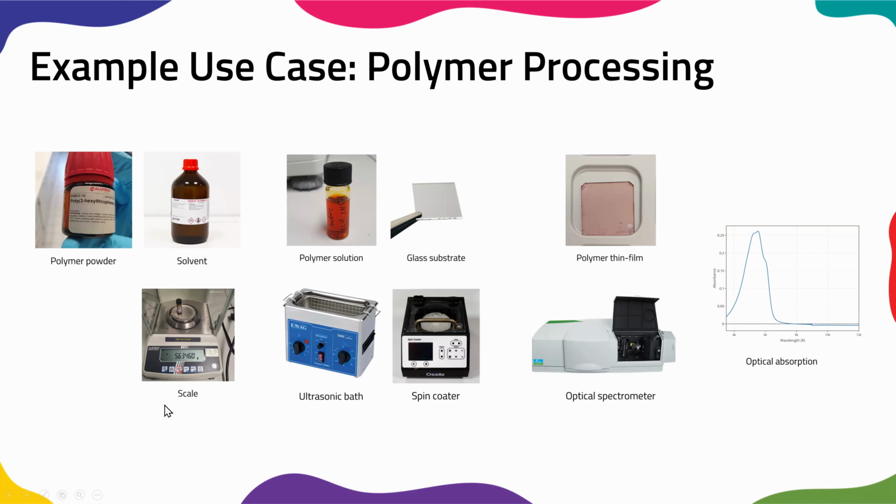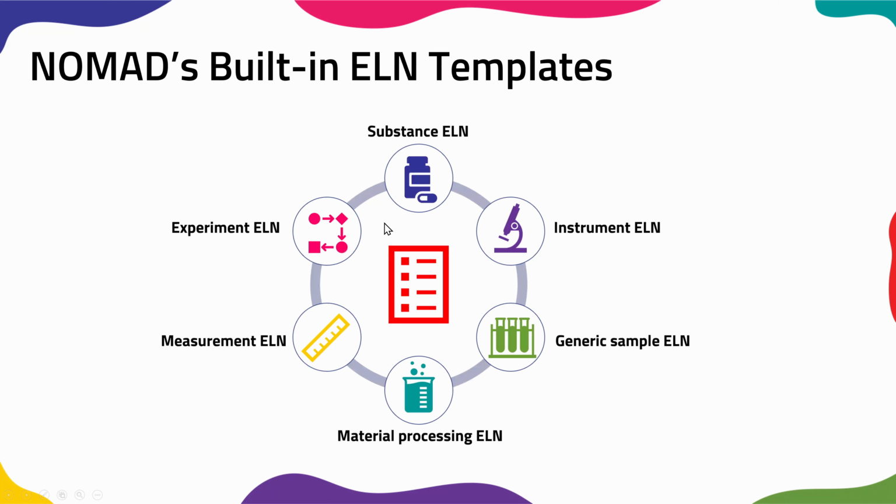We also have instruments that are listed here, and all of them can go in an overarching ELN entry, which is called experiment ELN. So these are the names of the different ELN built-in schemas that we have in NOMAD. The names are quite intuitive. So substance for substances, instrument for instruments, and so on. And maybe it's interesting that we also have materials processing ELN, which tells what the inputs are, what the steps are that we treat the materials with, or what the output samples are that we generate with this.